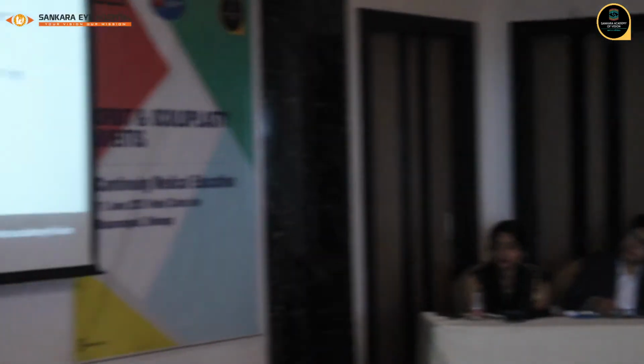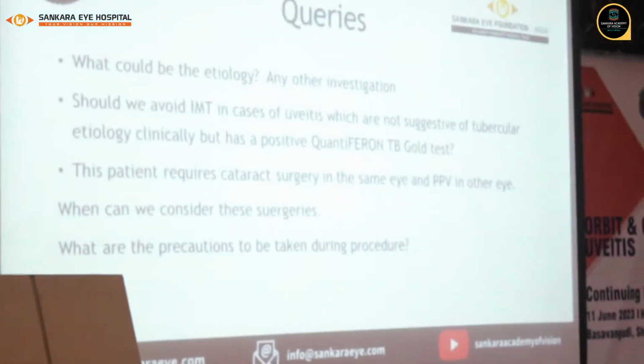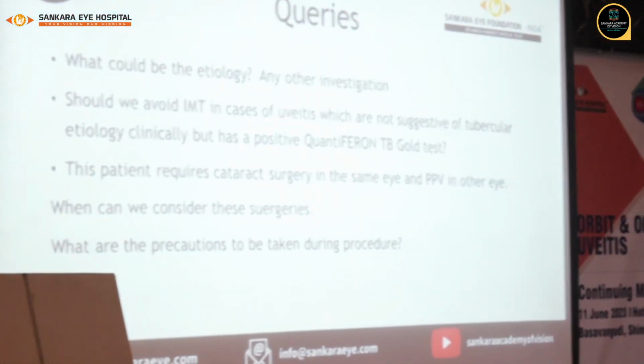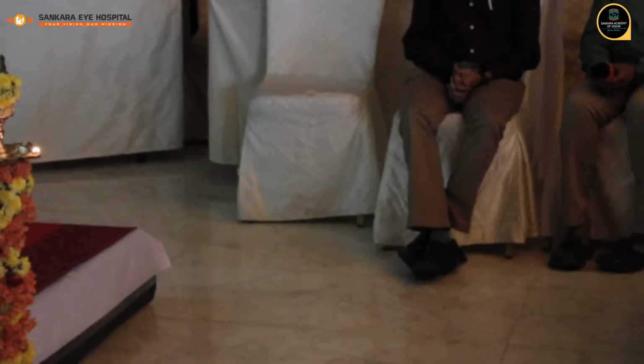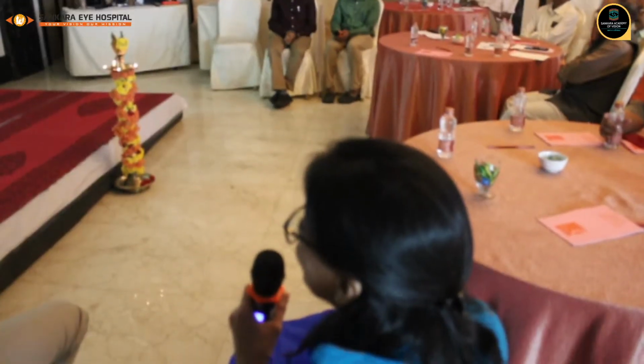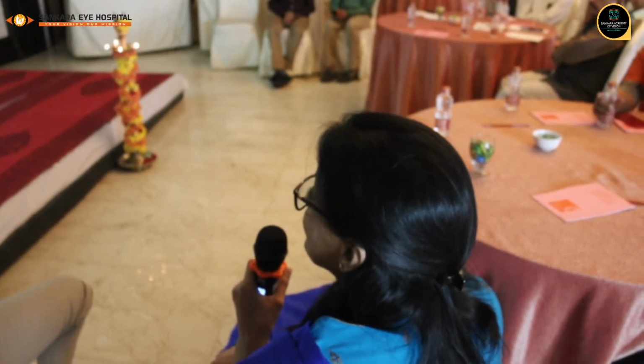Just now, I think ma'am has answered this query. So we'll move on to the next question: this patient requires cataract surgery in the same eye and pars plana vitrectomy in the other eye. So when should we consider these surgeries, and what are the precautions to be taken during the procedure?